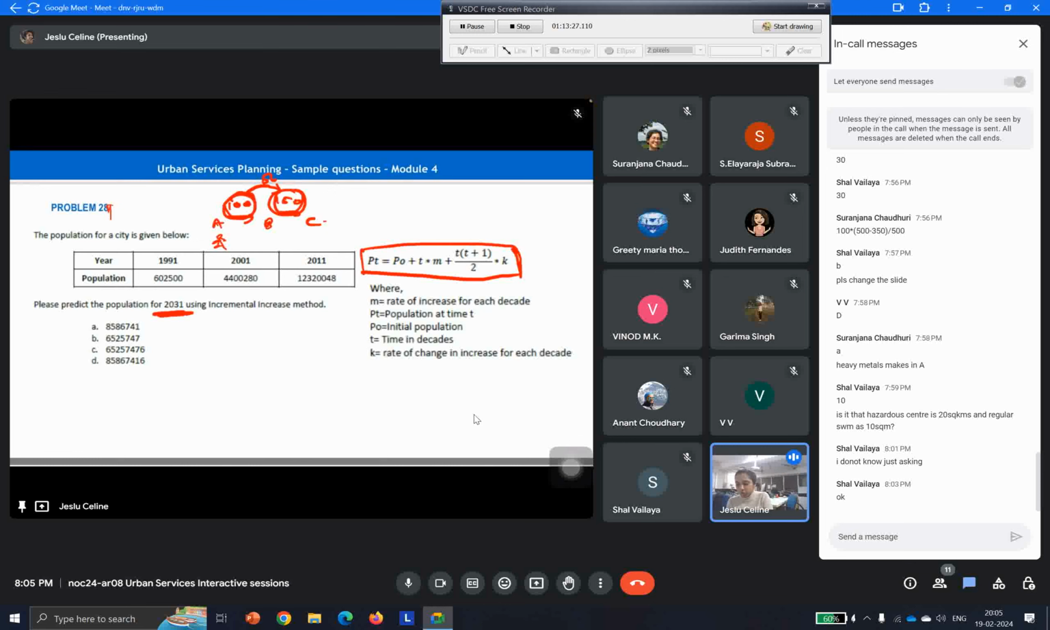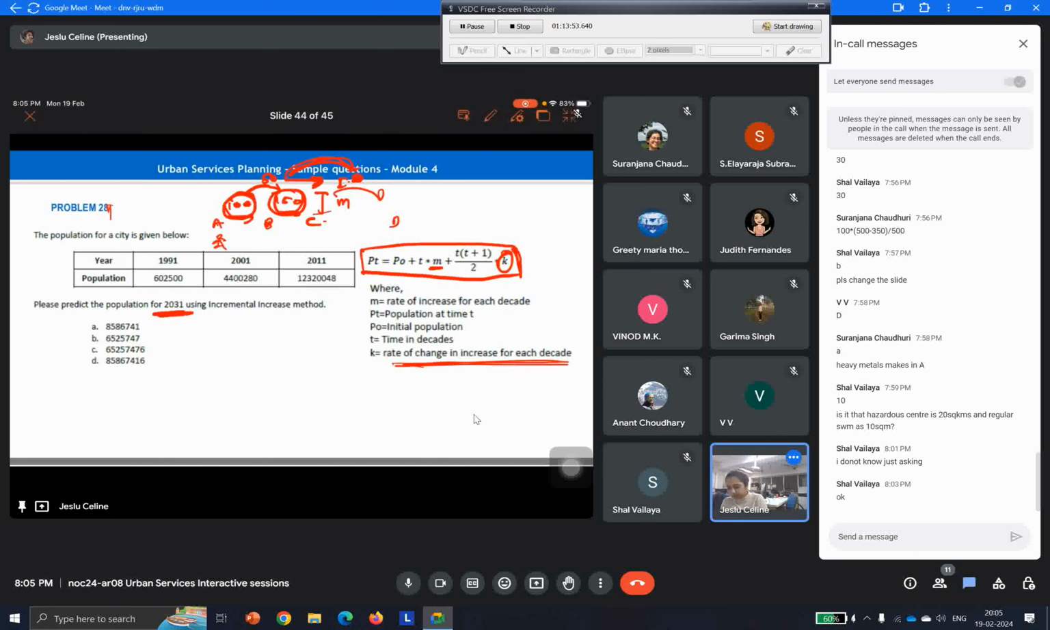Usually in arithmetic increase, we take the arithmetic mean. But here we are also considering this change, and we take the incremental increase mean, which is K. So in addition to m, we are also introducing the rate of change for each decade and the average rate of change for all the decades. If you have multiple values, we average them out and take K. So let's do this question. Because this is only for 3 years, which is already given, we can easily do it. What will be the change in these 2 years? Just write it here.